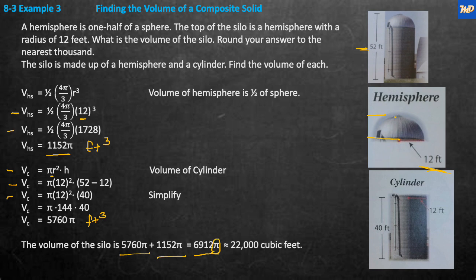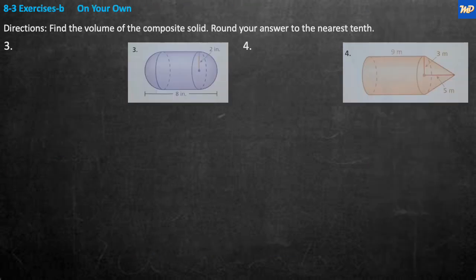Okay, so when we substitute 3.14 for pi, we're going to come up with 22,000 cubic feet. So our answer is 22,000 cubic feet. Okay, exercises B on your own. Directions: find the volume of the composite solid. Round your answer to the nearest tenth. As you know, these are for you to do. It's the last slide in this section, so that'll be nice. We'll get this over with and move on to another video.